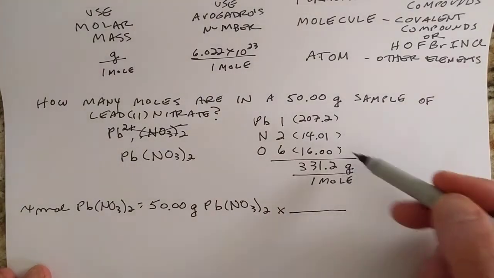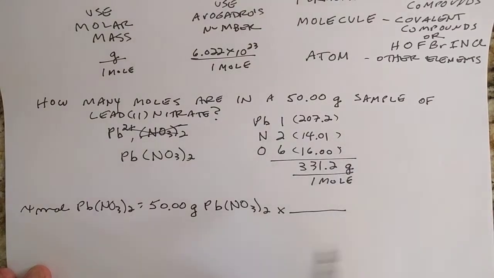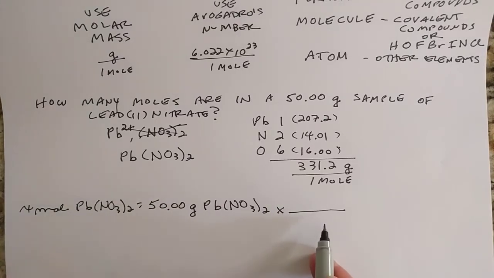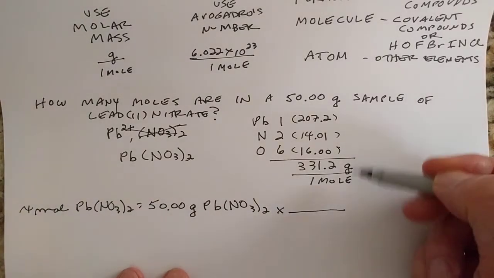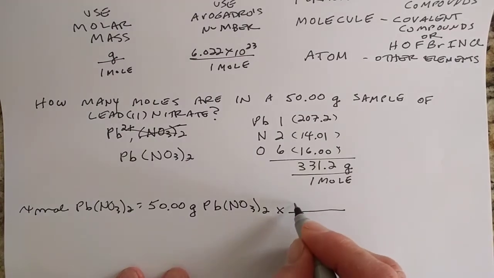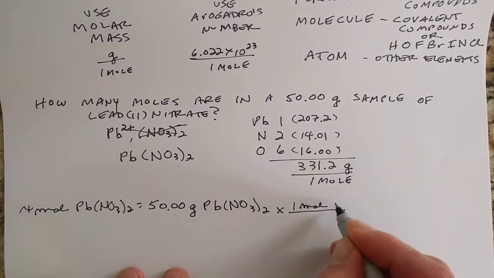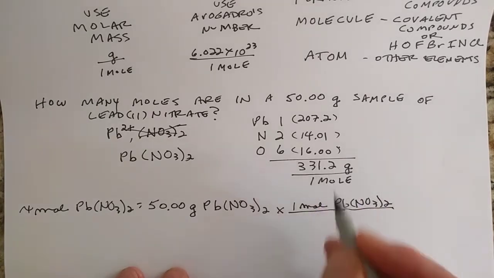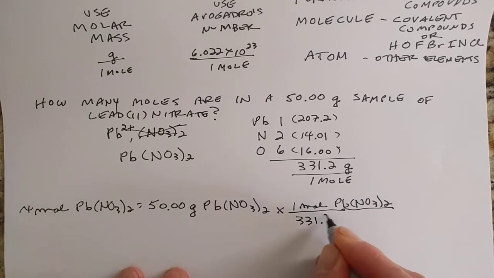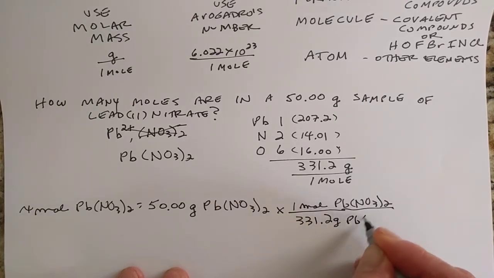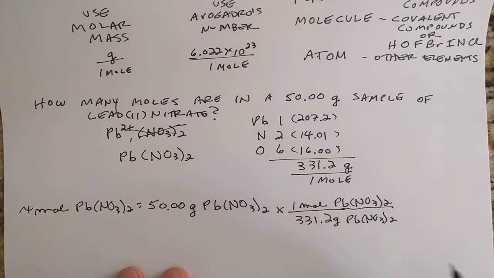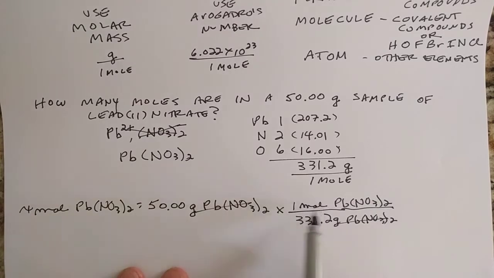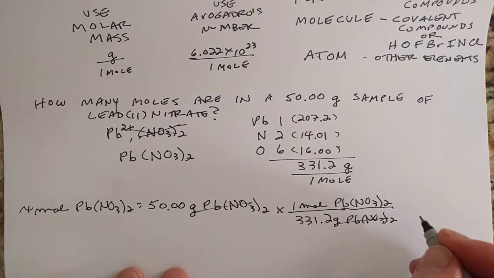And now this is our conversion factor. So remember, we have grams in the numerator here. We need grams in the denominator so that it will cancel out. So we've got to flip that conversion factor. So in the numerator, we have 1 mole of Pb(NO3)2 in 331.2 grams of Pb(NO3)2. So grams of lead(II) nitrate cancel out. We have the units that we want, so that means we're finished with conversion factors.